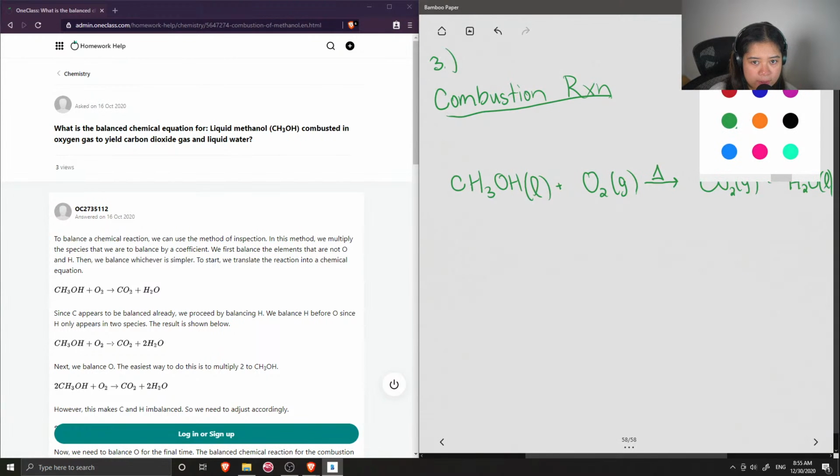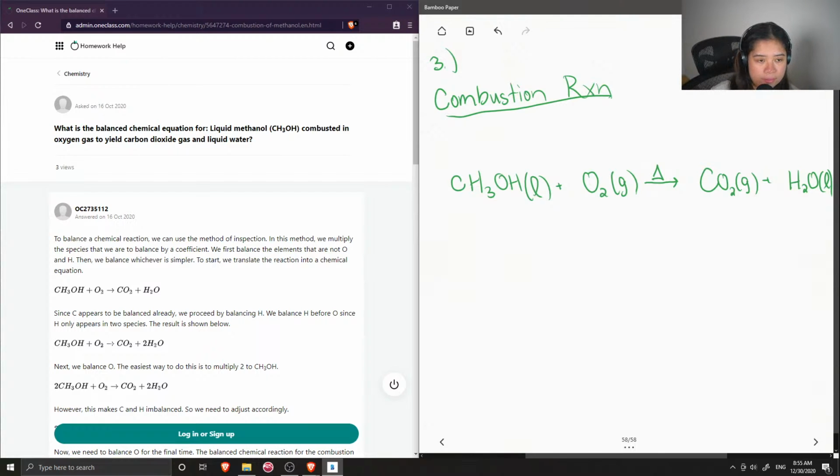Okay, so normally when I balance combustion reactions, I like to balance out my carbons first, since there's usually multiple carbons in the reactant side. But in the case of methanol, there's still only 1 carbon, so I'm going to skip balancing the carbons. And I'm just going to balance out my hydrogens next. So you'll see there are 4 hydrogens on our reactant side and only 2 on our product side.